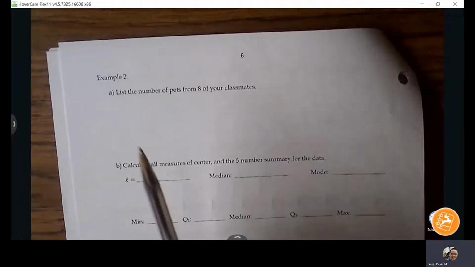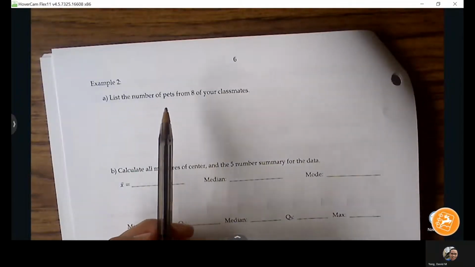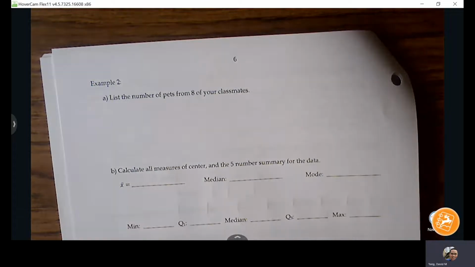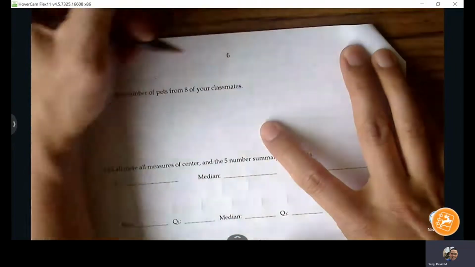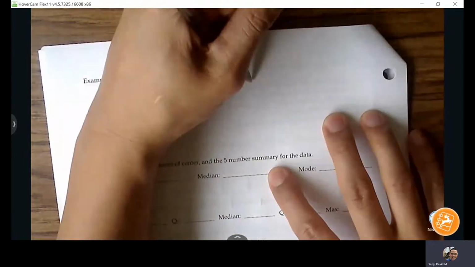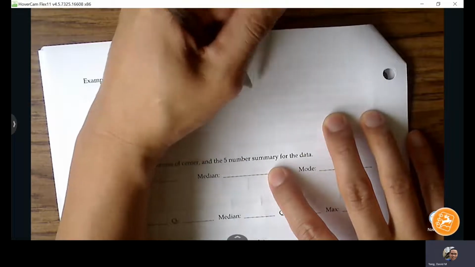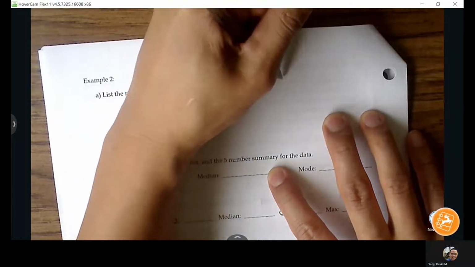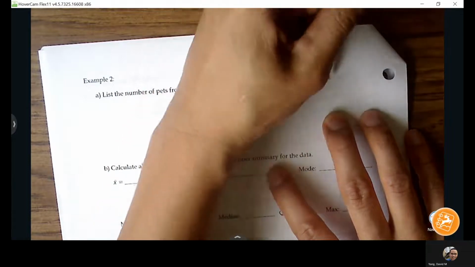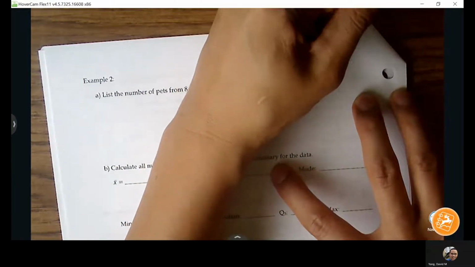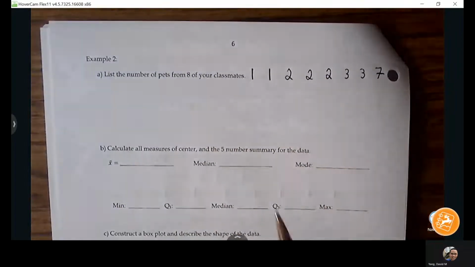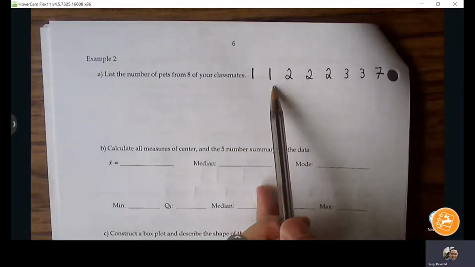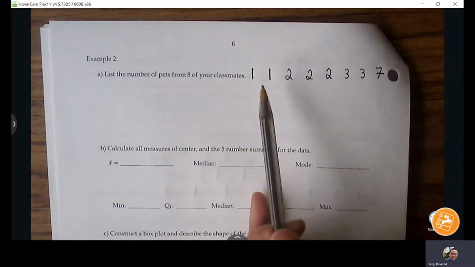Okay, example 2. Let's just all use the same numbers so that we can go through this together. It says list the number of pets from 8 of your classmates. Let's just use the same numbers here. So I'll just pick 8 numbers for us to use. We'll use these 8 numbers: 1, 1, 2, 2, 2, 3, 3, 7.